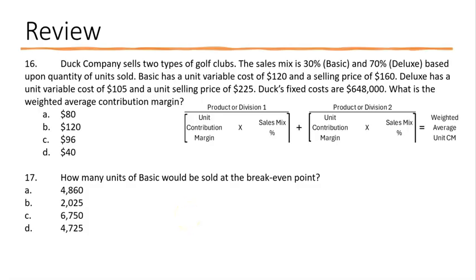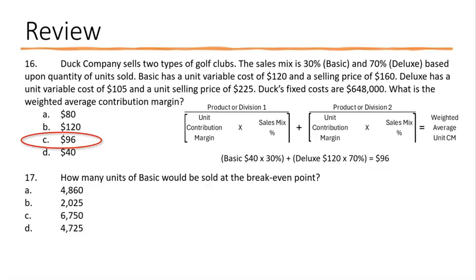So if we apply that formula to our example, for basic, we have 160 selling price minus 120 variable cost is $40 contribution margin times the 30%. For deluxe, 225 selling price minus 105, so we have 120 contribution margin times 70%. If we add those together, we get $96 as our weighted average contribution margin per unit.